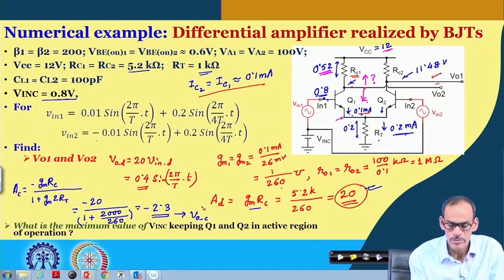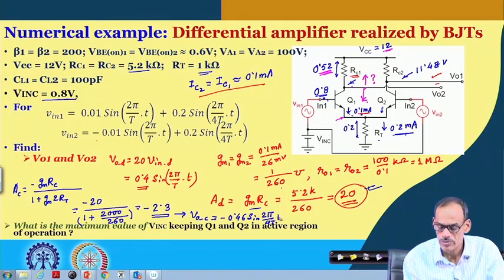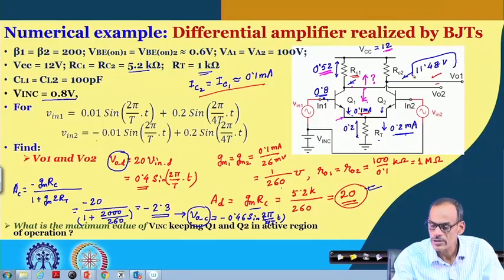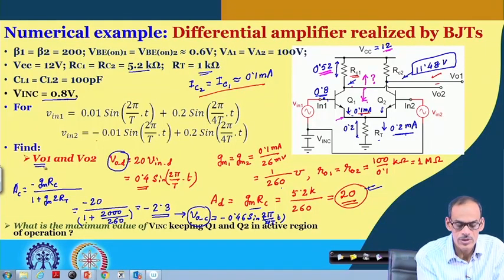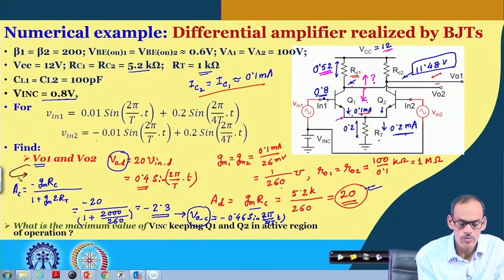Now, VOC can be obtained by multiplying this 0.2 with 2.3. So, that gives us minus 0.46 sin(2π/4T · t). So, that is the VOC, and then this is the VOD, and the DC voltage is given here. From that you can find the individual signal, namely say VO1, I am doing only one for you.